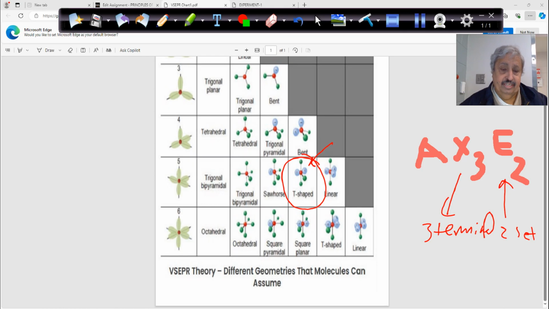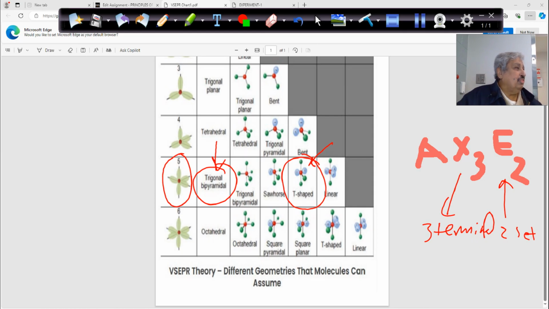Okay, that's T shape. Now, if you look at the five groups, the electron shape will be different. The electron shape is trigonal bipyramid. Trigonal what? Bipyramid. Okay, guys, trigonal bipyramid. That's electron geometry, which does consider the lone pair. But the molecular shape is T shape.